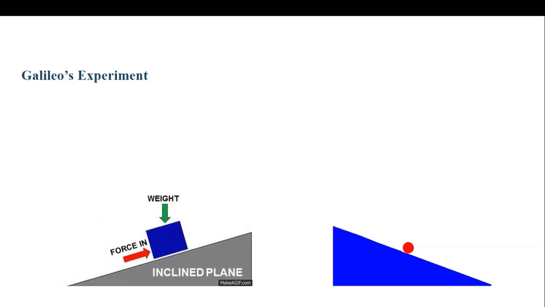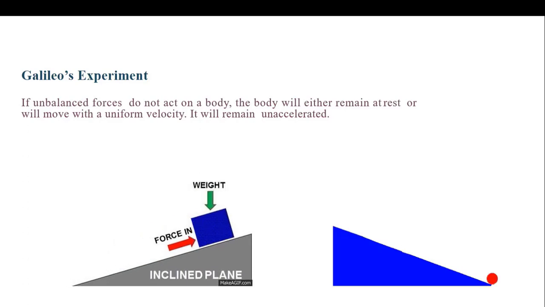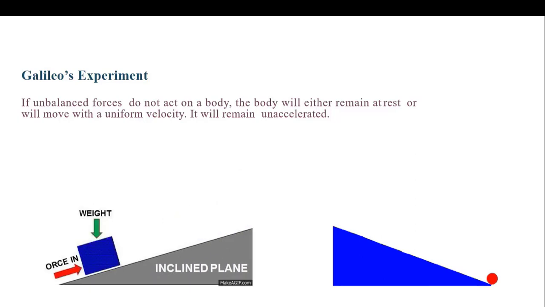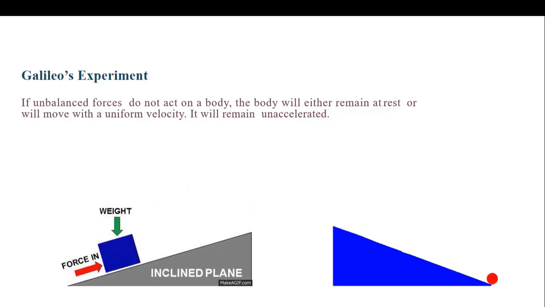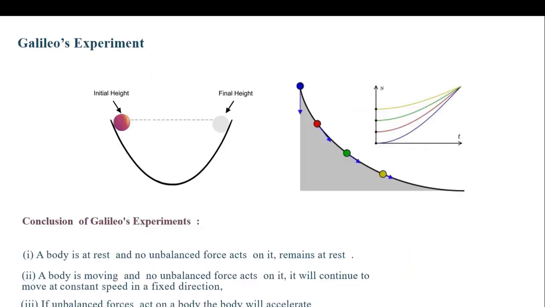So what you understand from it is, if unbalanced forces do not act on a body, the body will either remain at rest or it will move with uniform velocity, right? That means no acceleration will be there. So let's see what the experiment was, right?